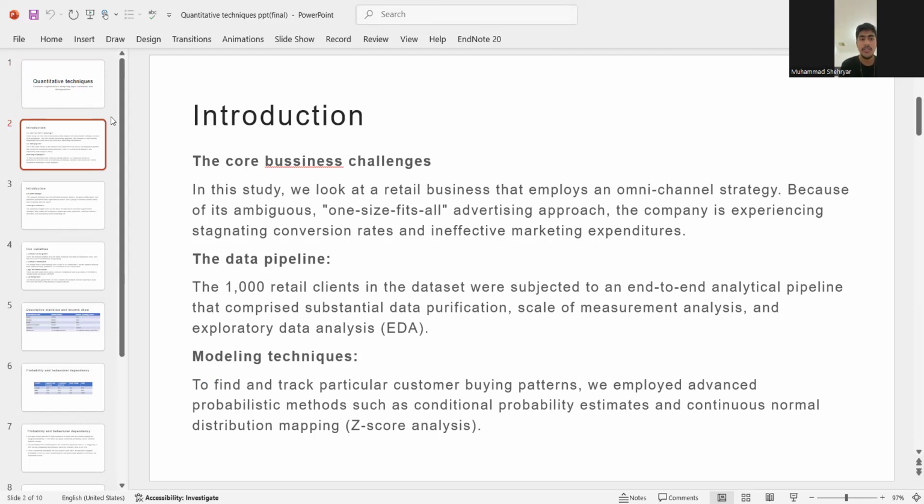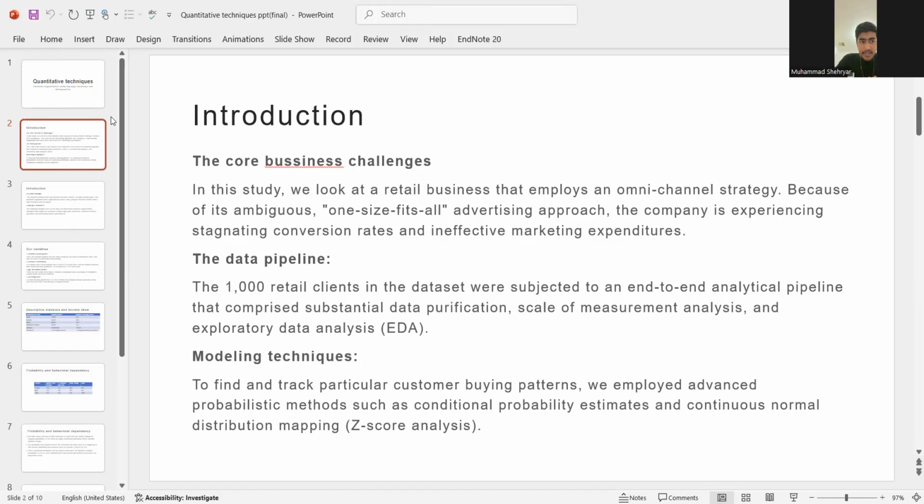The core business challenge in this study: we look at a retail business that employs an omni-channel strategy with a one-size-fits-all advertising approach. The company is experiencing poor conversion rates and ineffective marketing expenditures.